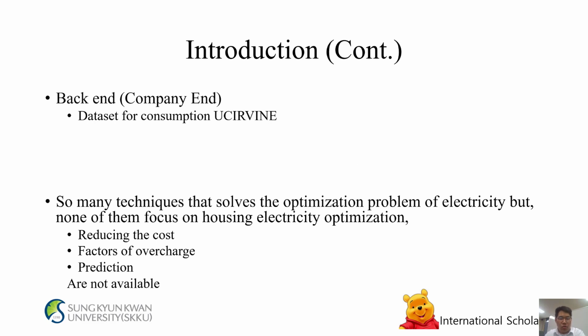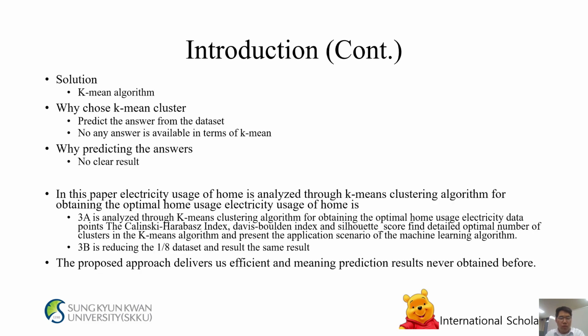for consumption usage urban. There are main techniques that solve the optimization problem of electricity, but none of them focus on housing electricity optimization, reducing the cost. Factors of overcharge prediction are not available.